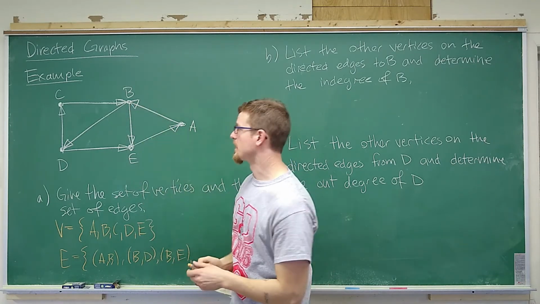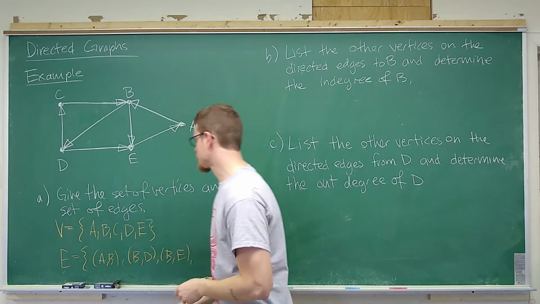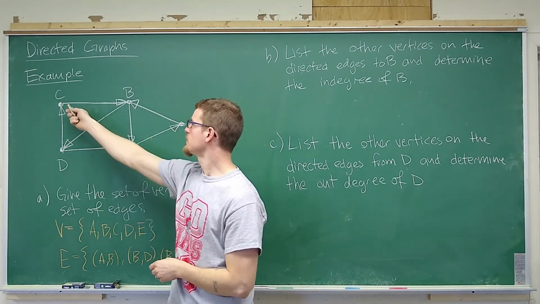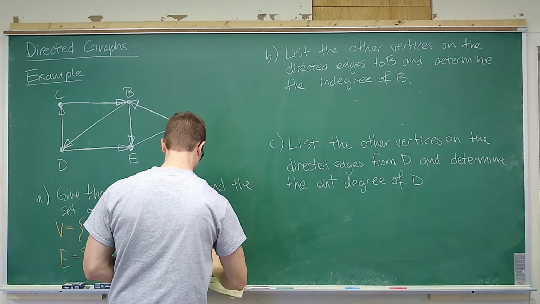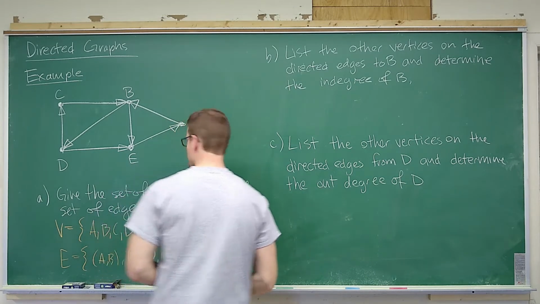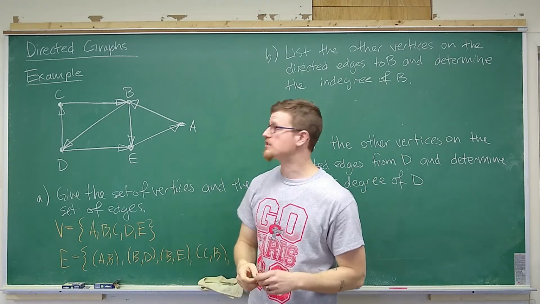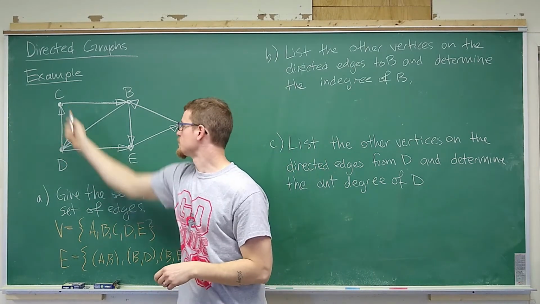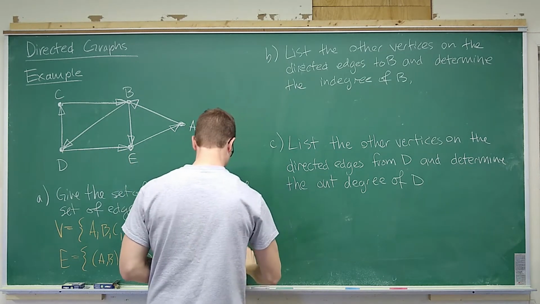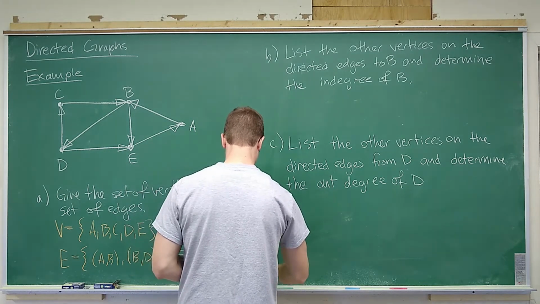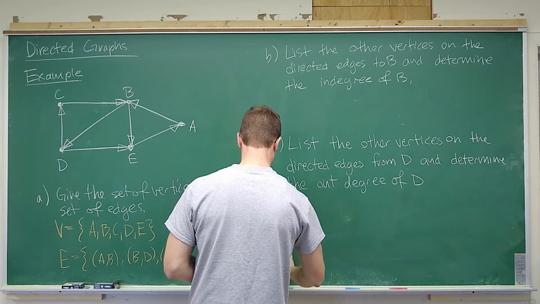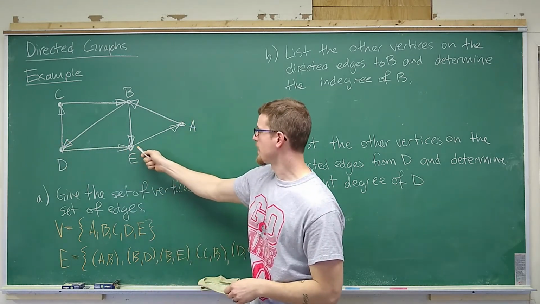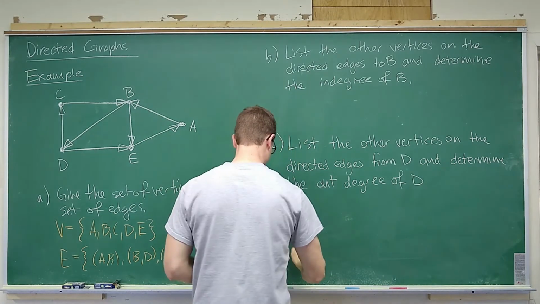This one I already looked at. This one will actually be next. So at C, there's only one edge that goes away from C. C goes to B. Excellent. So those are all the edges that go away from C. At D, we have D goes to C and D goes to E. And then finally at E, E goes to A.